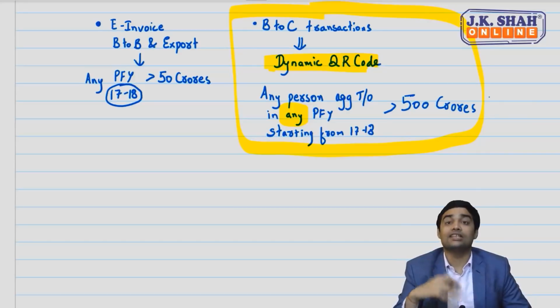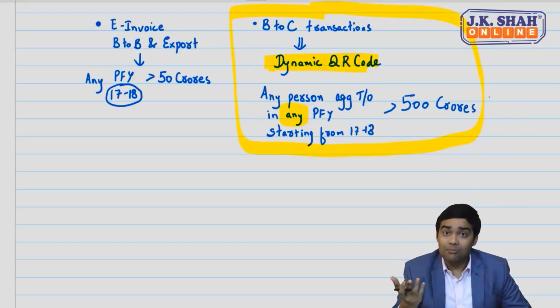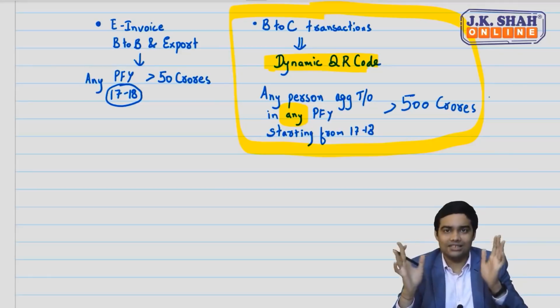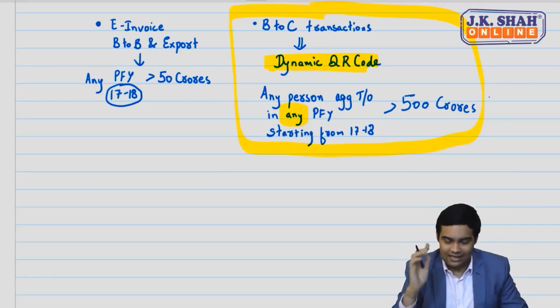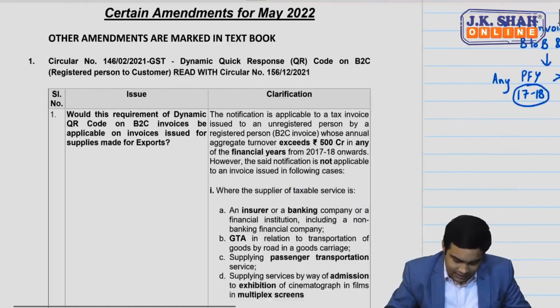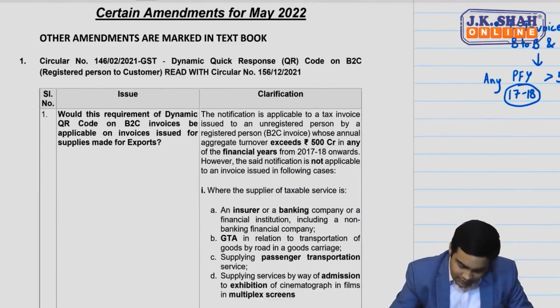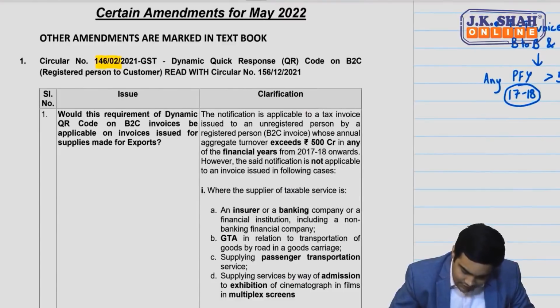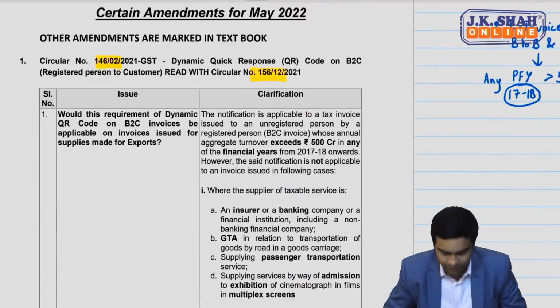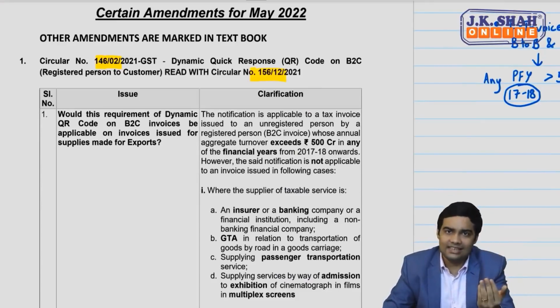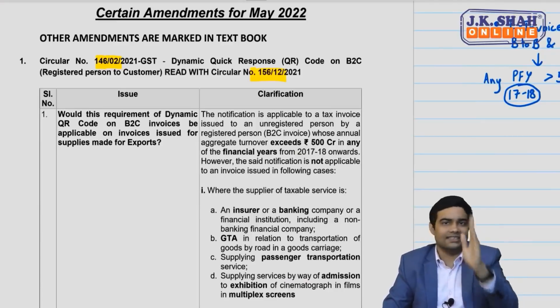And that's why CBIC came up with multiple extensions and multiple clarifications. All those clarifications we will bundle and read together. Let's read these clarifications together. Let's see. Circular number 146 read with circular number 156. The first question which the industry asked, and let's see what CBIC has clarified.